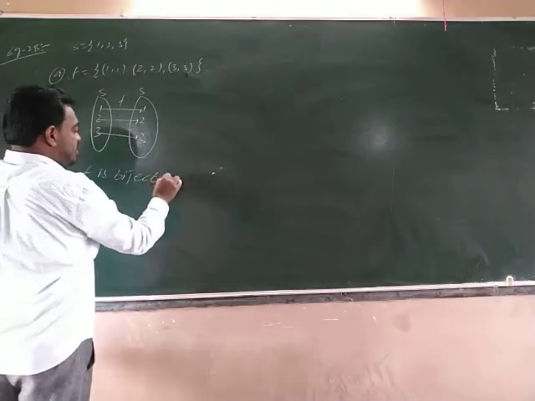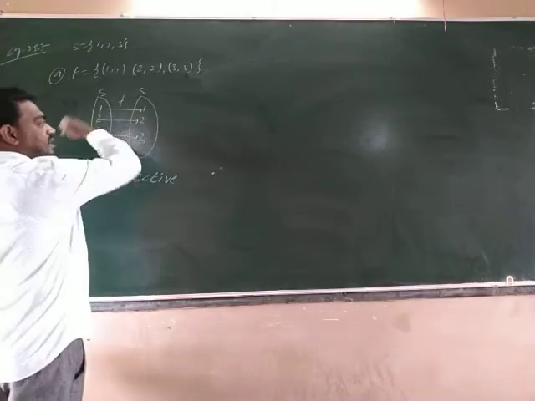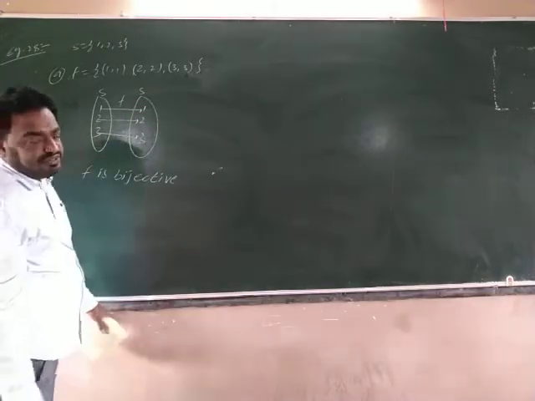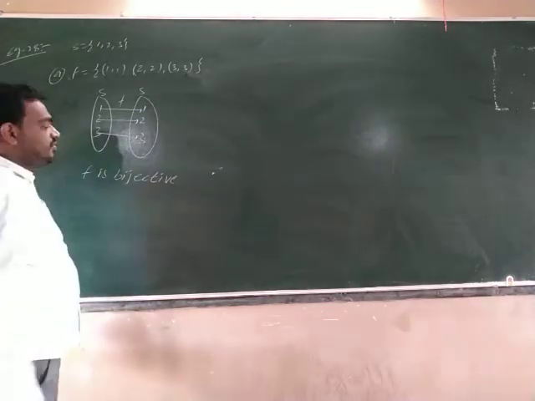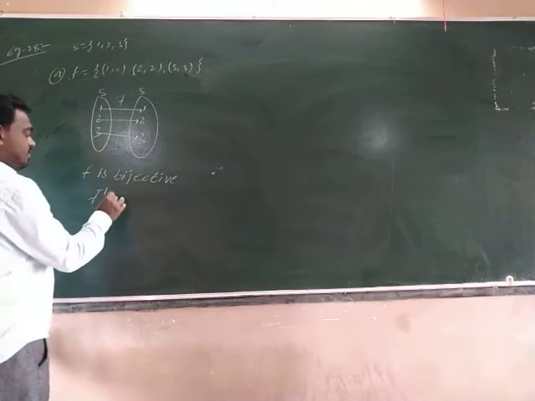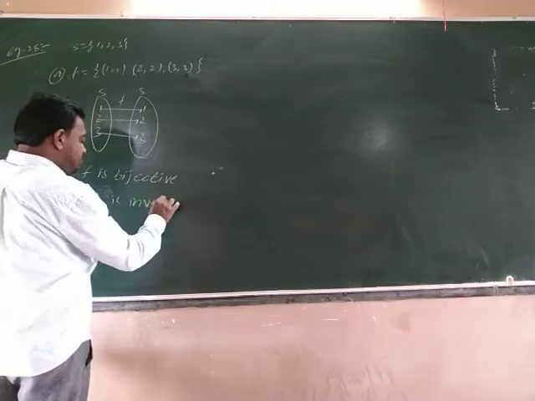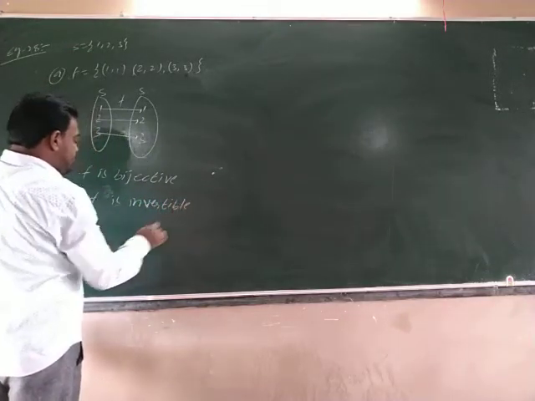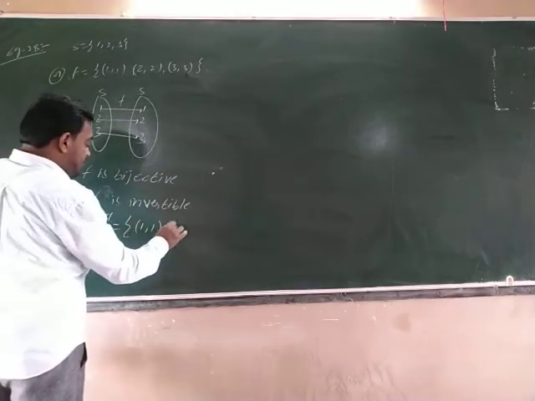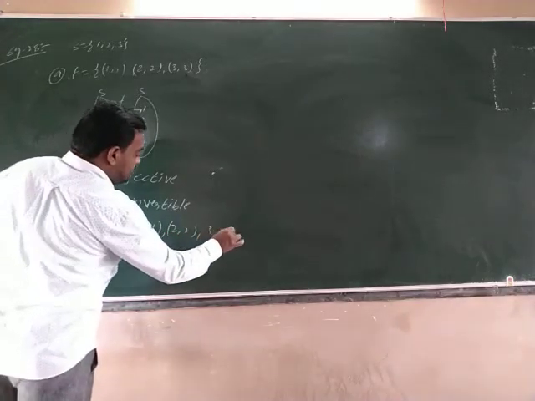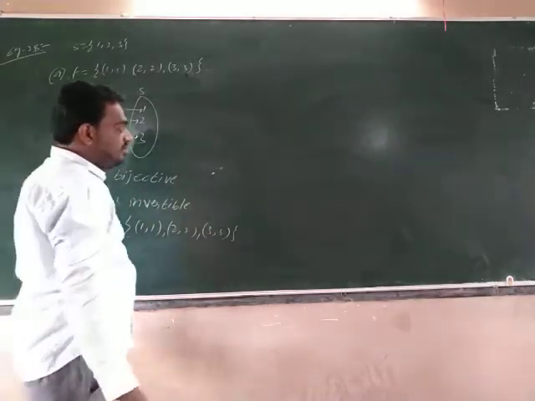Because it is one-one and onto. Every element has a unique image and every element in the codomain has a preimage. So it is a one-one function. This is nothing but the identity function. Identity function is always a bijective function. So f is invertible, and f inverse is equal to {(1,1), (2,2), (3,3)}. Similarly, 1 comma 1, the same, 2 comma 2, 3 comma 3.